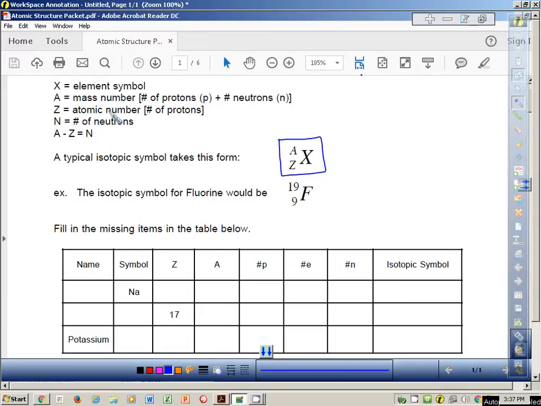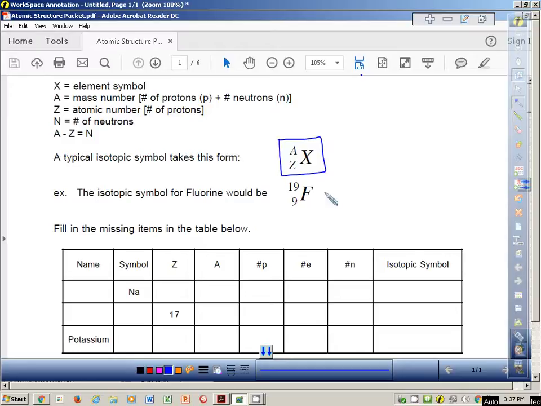And you can read the key up here that X is going to be the symbol of the element. You write the whole symbol. A represents the mass number, and Z is the atomic number. You're going to find both of these things off of the periodic table. Remember that the atomic number is always a whole number, and the mass number is usually a decimal. Mass is always larger, so you're going to have a larger number on top and a smaller number on the bottom.